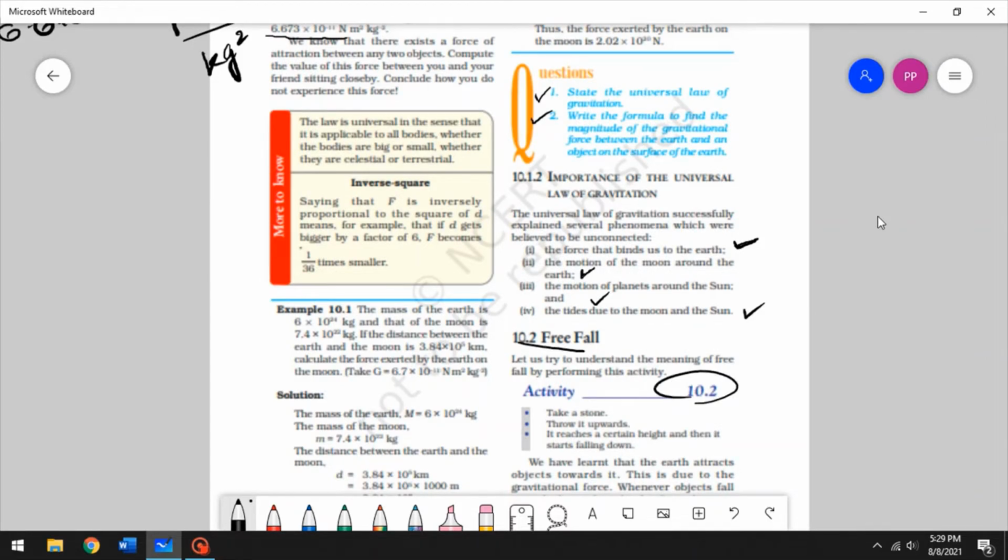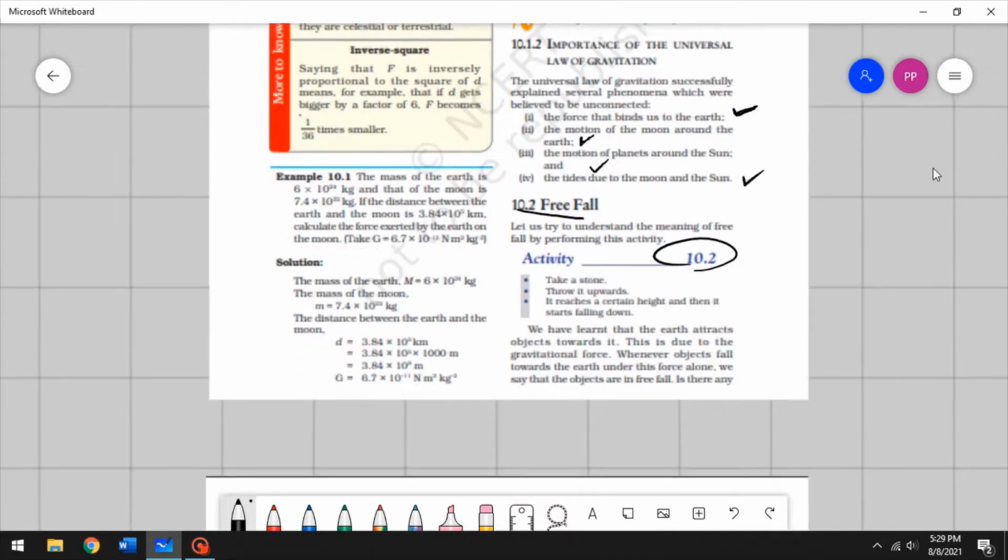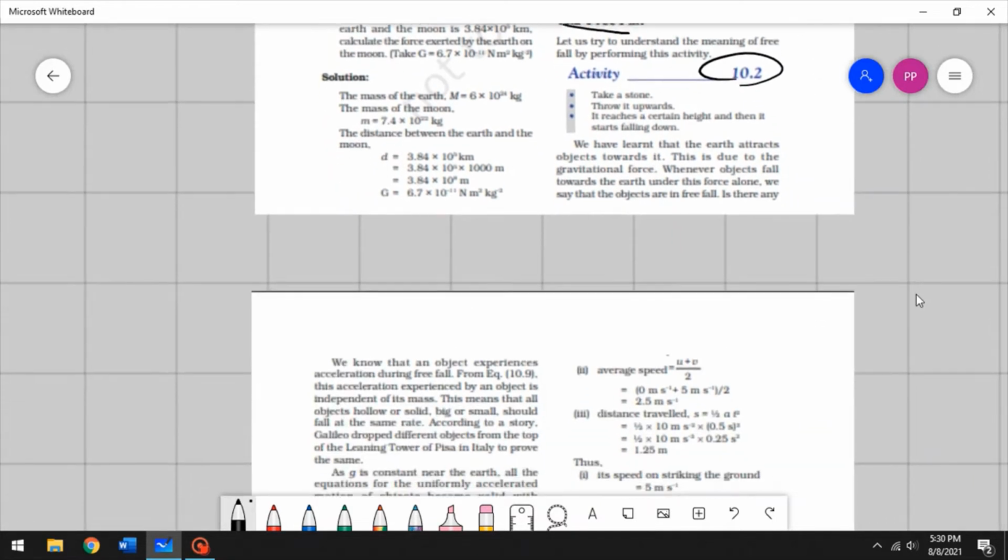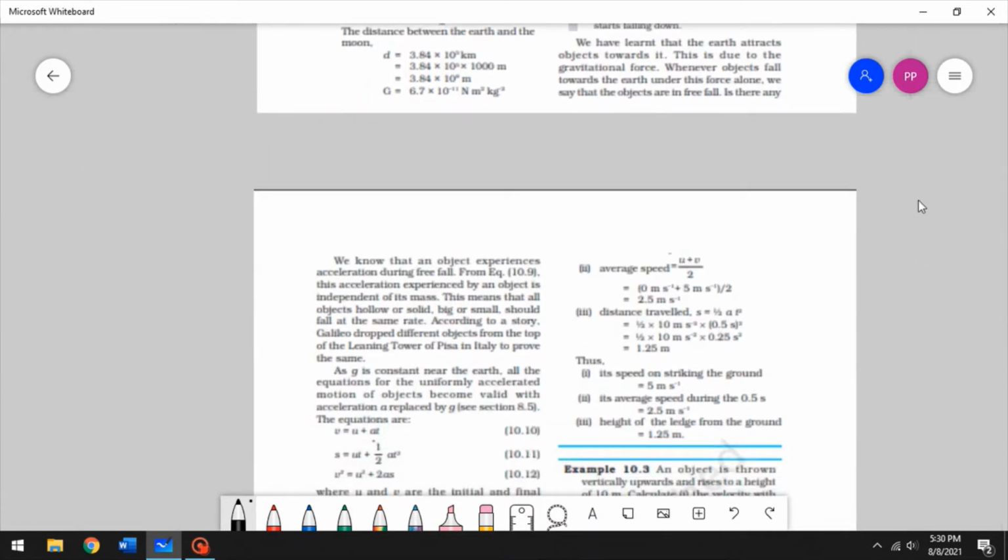All right. So we have an activity here that you can try on your own. So we learned that the earth attracts objects towards it, and this is done due to the gravitational force. That is what we learned until now. Whenever objects fall towards the earth under this force alone, we can say that the objects are in free fall. So if there is an external force that is pushing the object down, that is not free fall. When the object is falling directly under the influence of just the gravitational force, we can say that the object is undergoing free fall, or the object is in free fall.